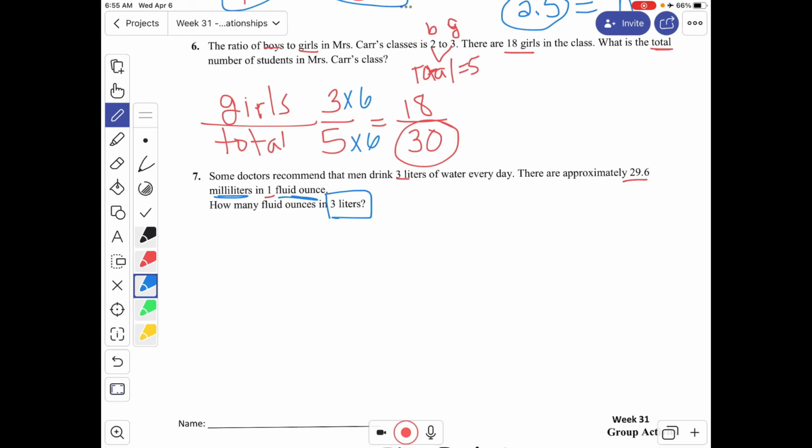So the first thing we need to do is change this 3 liters to milliliters, or change the 29.6 milliliters to liters. Well, there are 1,000 milliliters in 1 liter. So it would take 1,000 milliliters to make 1 liter. That's not enough to make a liter. But the answer wants it in liters, so we need to divide this number by 1,000.